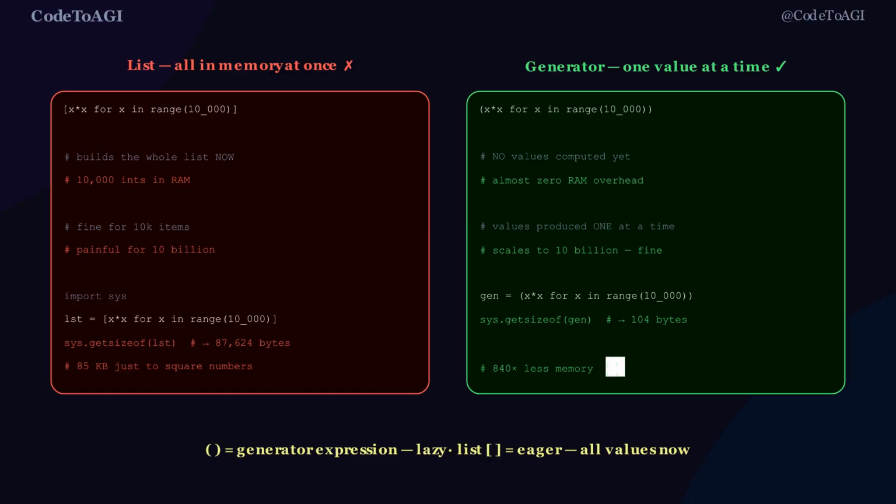On the right, a generator expression. Parentheses create a generator object. No values are computed yet. sys.getsizeof reports only 104 bytes, 840 times less than the list. Values are produced one at a time, on demand, as you iterate. This is called lazy evaluation, and it is why you can iterate over 10 billion items without running out of memory. The rule is simple. If you need all values at once, use a list. If you process values one by one, use a generator.